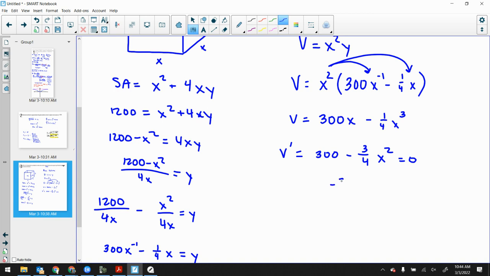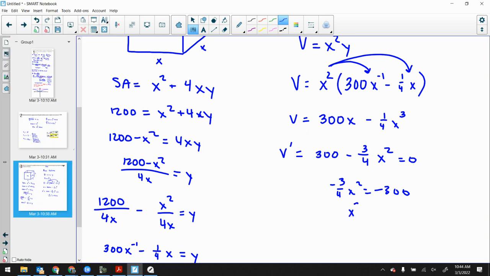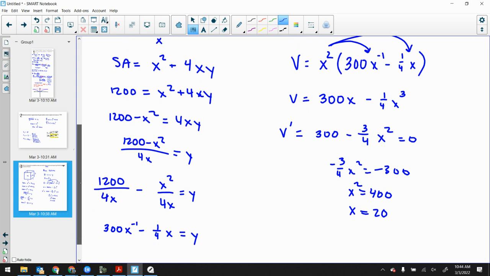So let's take negative 3/4 x squared is equal to negative 300. We divide by negative 3/4. So negative 300 divided by negative 3/4. I could have multiplied by 4/3, but you get the idea. x squared equals 400. So x is 20. I don't need to say plus or minus here because this has context. There's no way I would use a negative 20, so I'm only using positive 20. So 20 is our maximum volume.